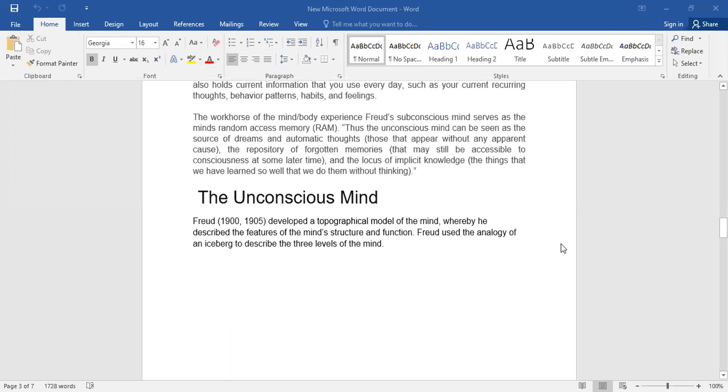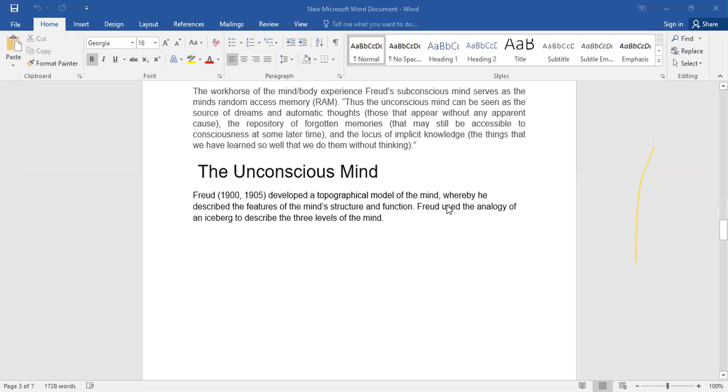Now here we have the complete model of unconscious mind. And this model was introduced by Sigmund Freud in 1900 or 1905. And this is the topographical type of the mind, whereby describing the features of mind's structure and functions. So here we have two things which have been put forward in the shape of a model by Sigmund Freud. Number one, structure and functions. Freud used the analogy of an iceberg to describe the three levels of mind.